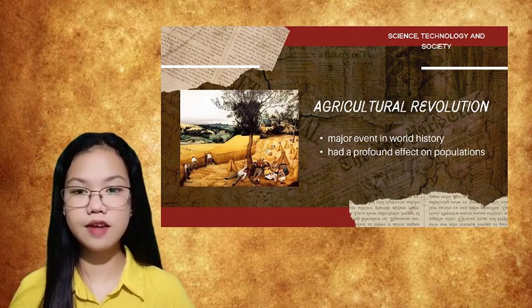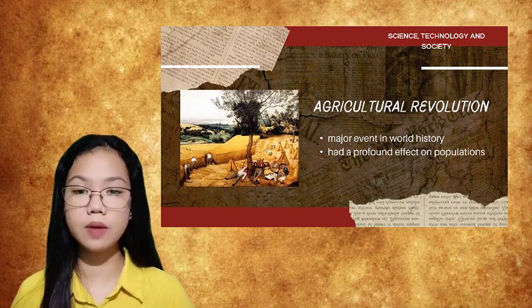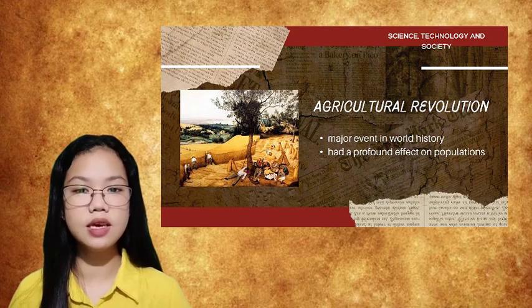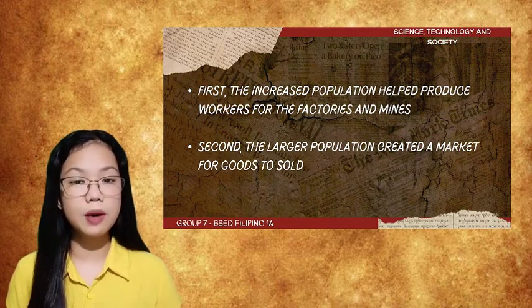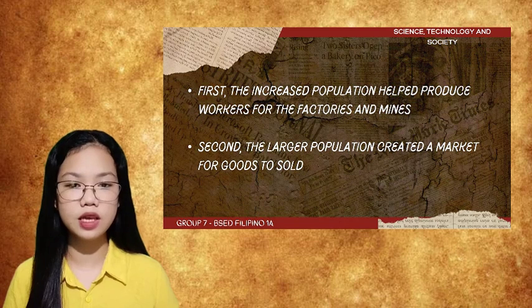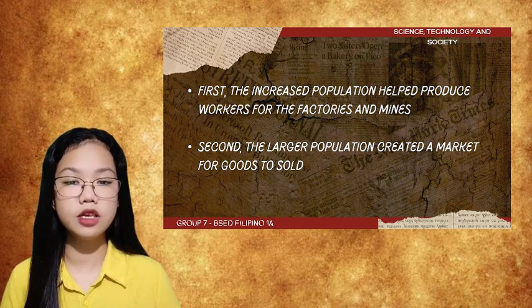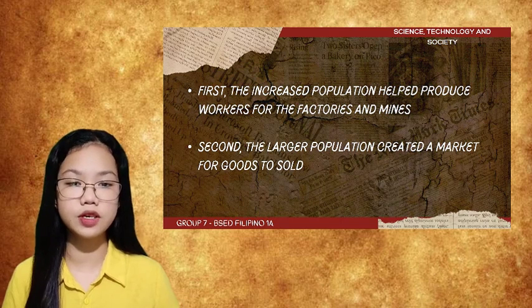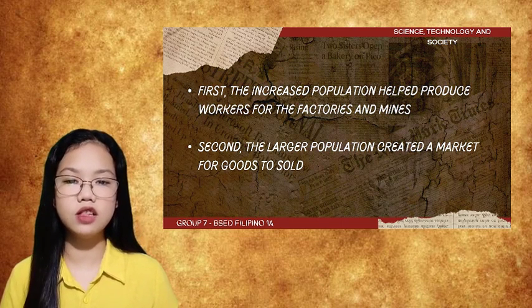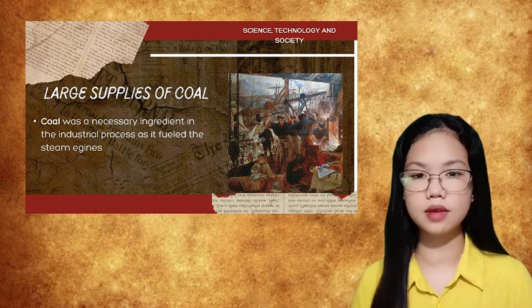The Agricultural Revolution had new innovations and inventions, including the discovery of crop rotation by Charles Townshend and the invention of the seed drill by Jethro Tull. Britain's population growth was made possible by the increasing food output, and this had two positive effects on the Industrial Revolution. First, the increased population helped produce workers for the factories. Second, the larger population created a market for goods to be sold.